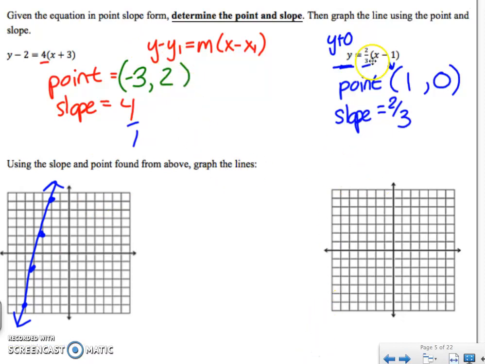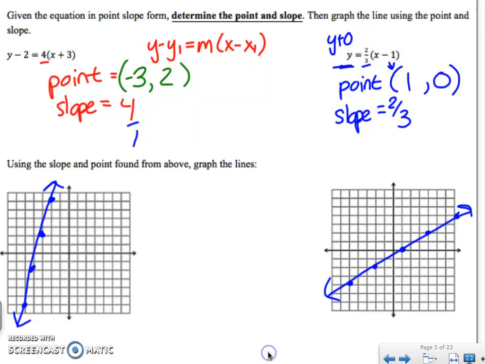So over here, I need to graph a 1, 0, which would be on the x-axis, and then go up 2 over 3, up 2 over 3, and go down 2 and left 3 to get more points. And then draw your line. Okay. So again, you can graph a line by finding the point and then finding the slope from that point.